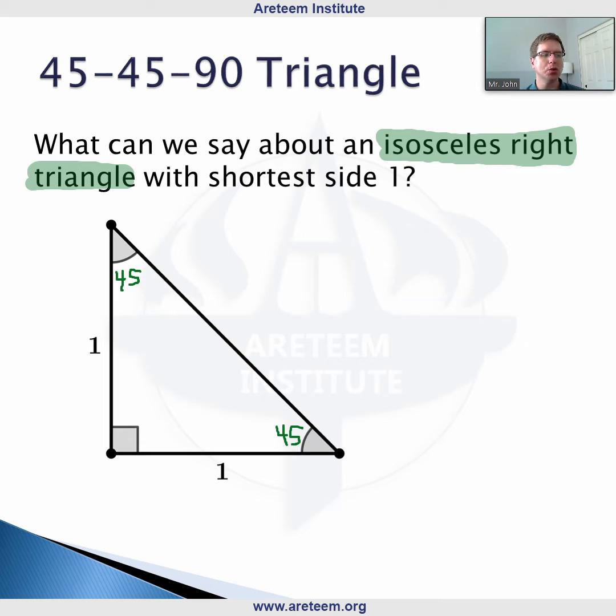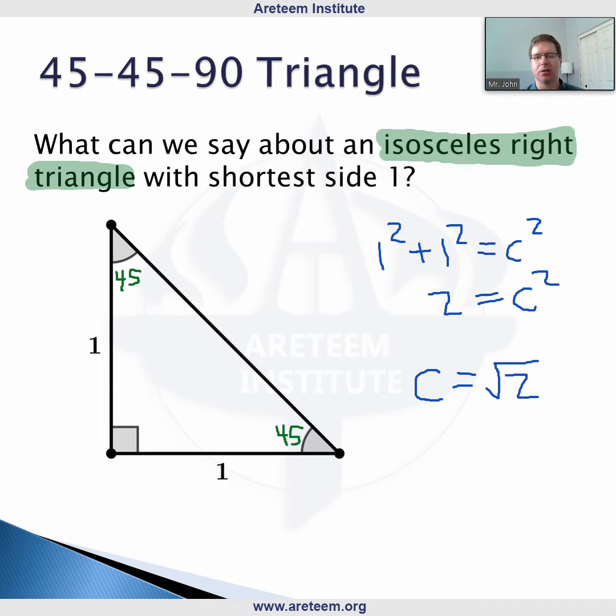Now, two smaller sides. A squared is 1 squared. B squared is 1 squared. C squared is the missing side, right? So this is our C squared there. 1 squared plus 1 squared is 2. So 2 is equal to C squared. So our missing side here is square root of 2. So our hypotenuse of this triangle is square root of 2 in this case.